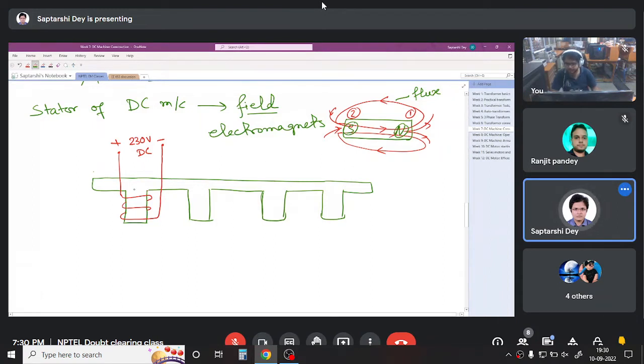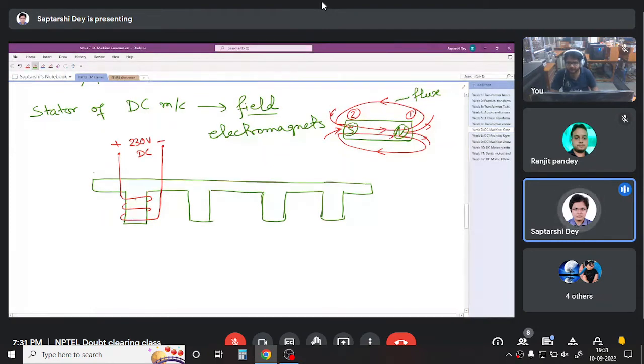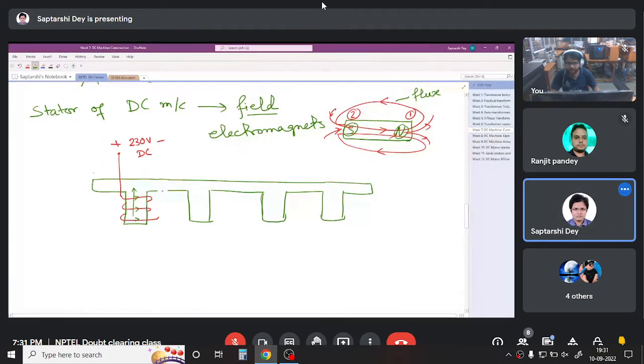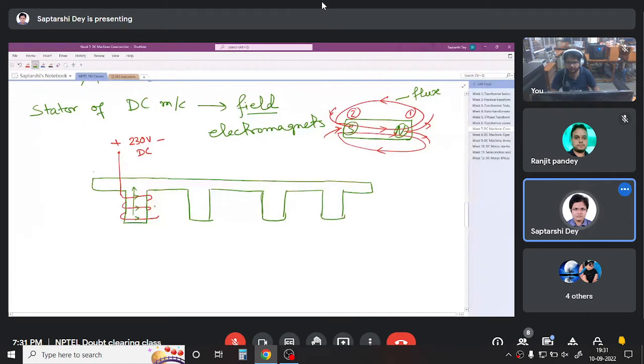So here what happens? Now can you say? See, this is forcing a current like this. So the right hand thumb rule says the flux is going up. So this is a south pole. So if you have a south pole here, now I will complete the drawing. If you have a south pole here, you must have a north pole here, right?